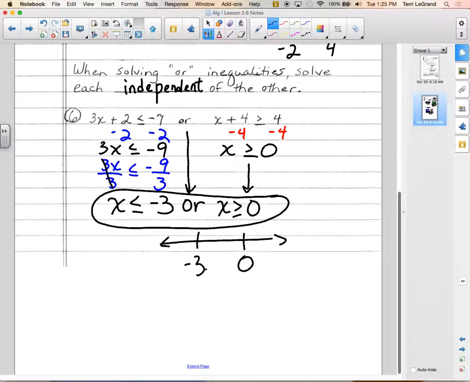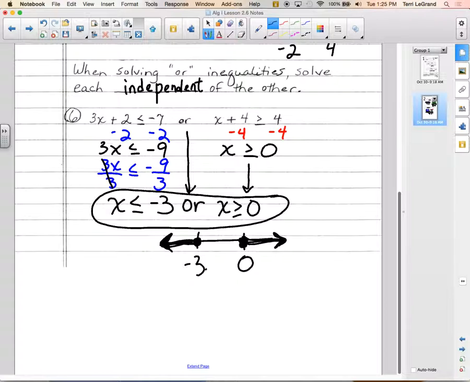-3, 0, closed circle at -3, shaded to the left. Or x can be 0? Yeah, it can be 0. And what other numbers can it be? Numbers to the right of 0. So we have lots of options for x, but we also have some non-solutions in between there, right? Okay, so questions?